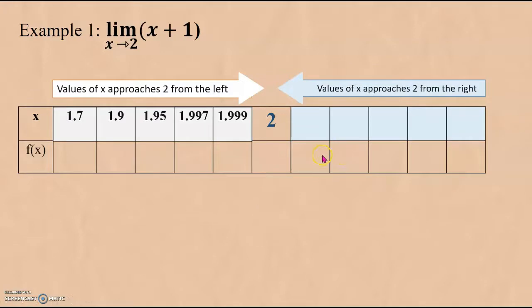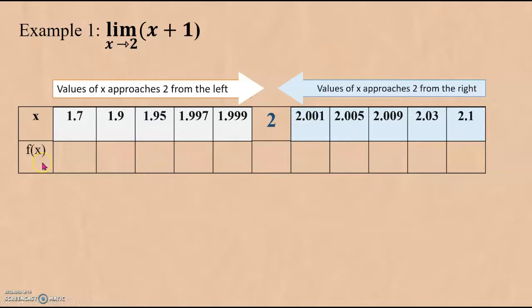On the other hand, we will also assign values of x that approach 2 from the right. Again, you can assign your own values of x as long as you make sure that these values are really approaching 2 from the right and that these values are very close to 2. In this example, we will use the values 2.1, 2.03, 2.009, 2.005, and 2.001.